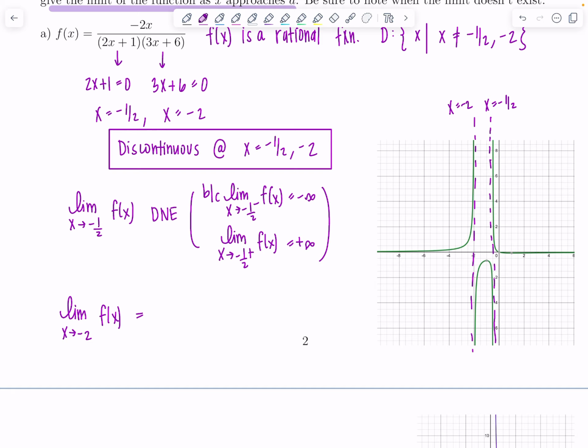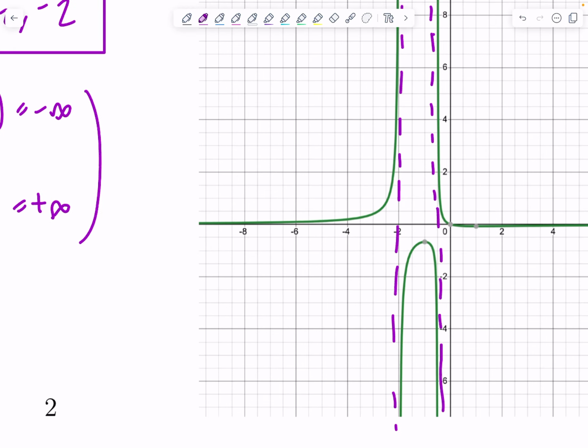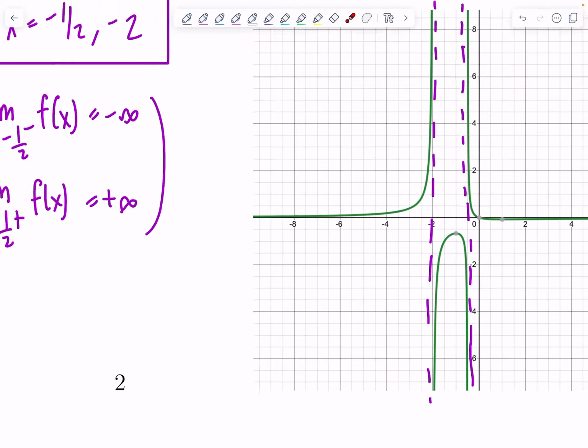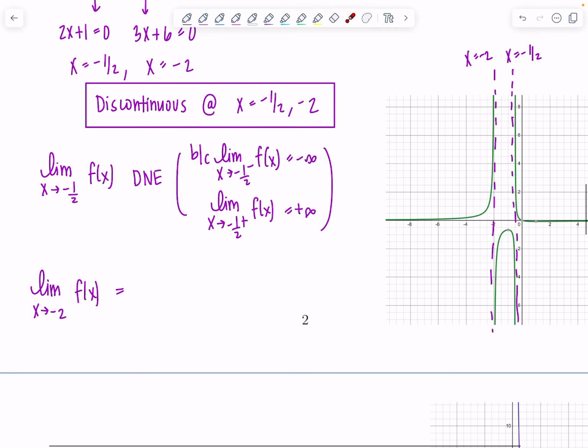Okay, good. Now let's look at negative 2. So negative 2 is over here. Again, same thing. From the left of negative 2, we're approaching positive infinity. From the right of negative 2, negative infinity. So get rid of that equal sign. It doesn't equal anything.